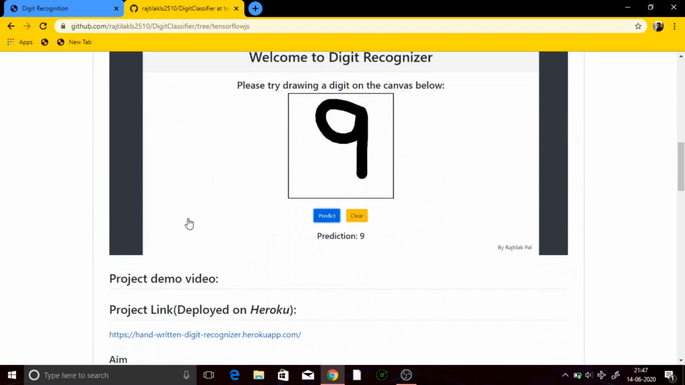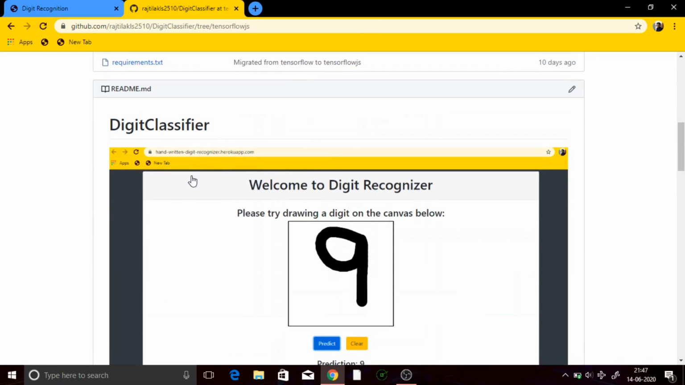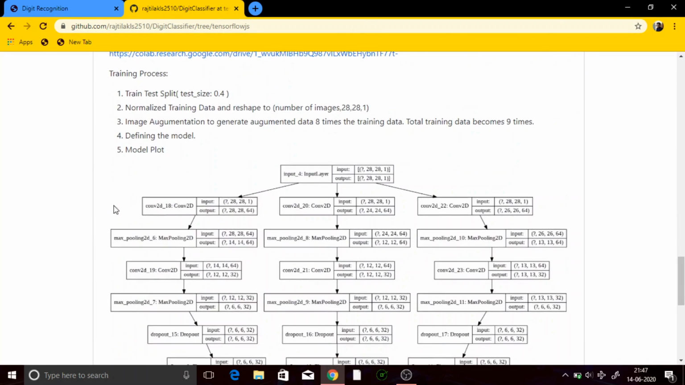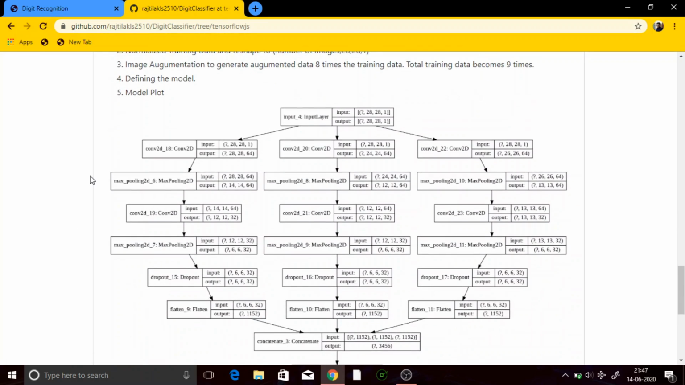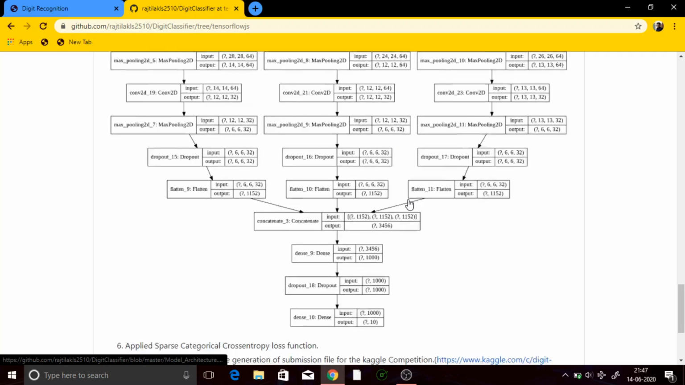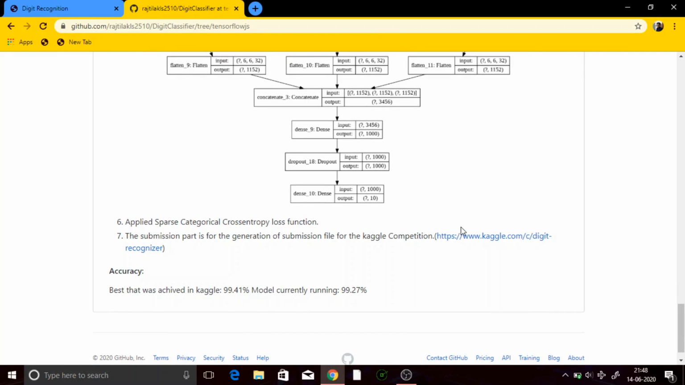So you can also read the readme file and you can also see how I trained it. This is a link of the Colab file where it was trained, and this is the model architecture. You can go through it, or you can also see that the model that is currently running on production is 99.27, and the best model I had was 99.41, and I submitted the predictions on Kaggle because this project was the origin of the digit recognizer competition on Kaggle. So you can go out and test there.